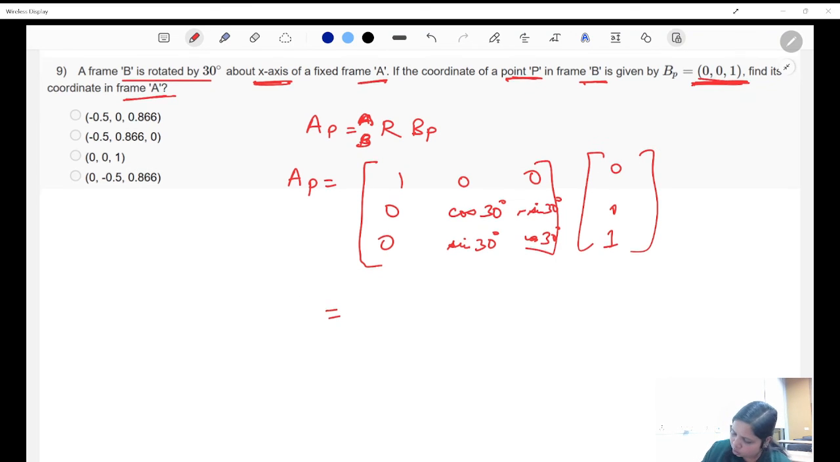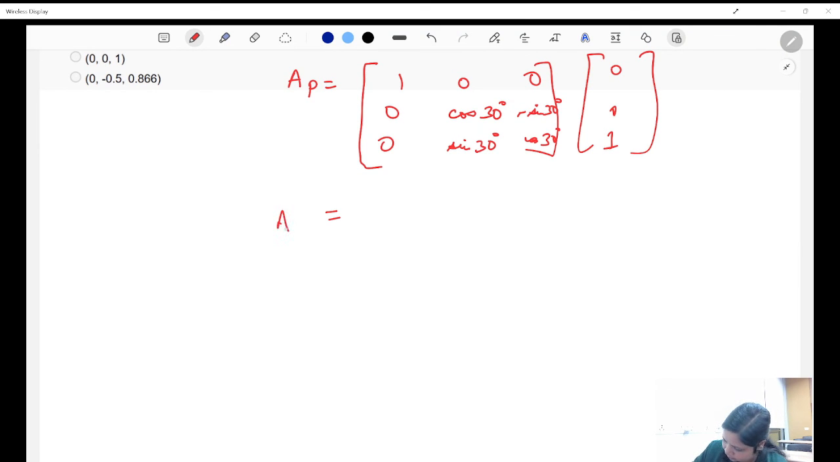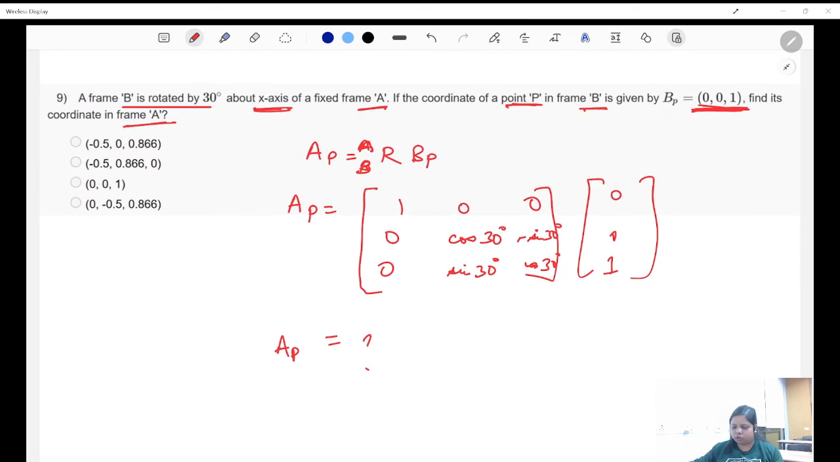Please solve this and tell me the answer. AP is equal to what? Which option is correct? It's a very simple question. I hope you're able to read my handwriting. Minus sine, and this is cos. Please tell me the answer.